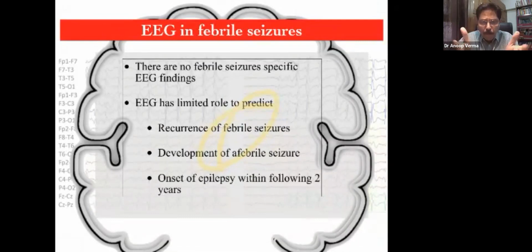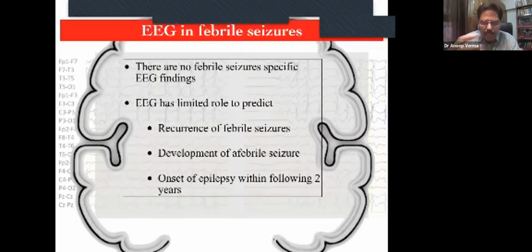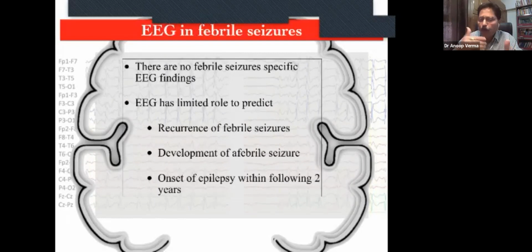EEG in febrile seizure: what are the indications? EEG has a limited role. There is no classical EEG pattern in febrile seizure, as we see in electroclinical syndromes. By doing an EEG, you cannot predict the recurrence of future seizures, you cannot predict that he is going to have another febrile seizure, and you are not going to predict future epilepsy. So why do it? This is very important.